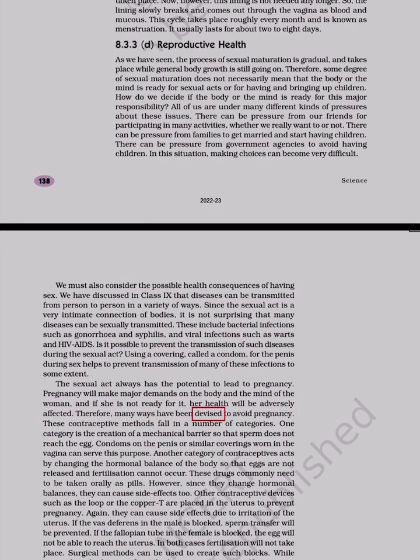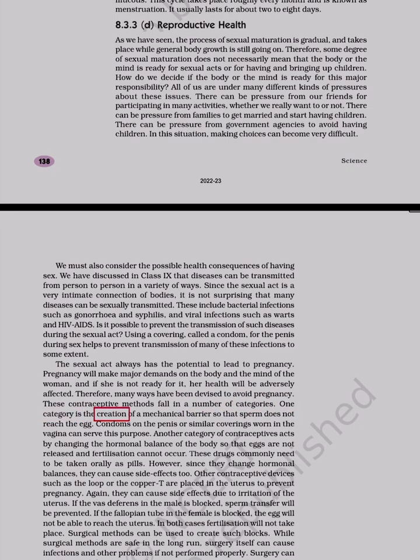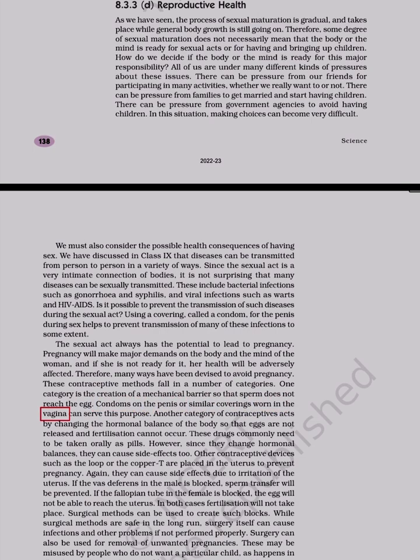Therefore, many ways have been devised to avoid pregnancy. These contraceptive methods fall in a number of categories. One category is the creation of a mechanical barrier so that sperm does not reach the egg. Condoms on the penis or similar coverings worn in the vagina can serve this purpose.